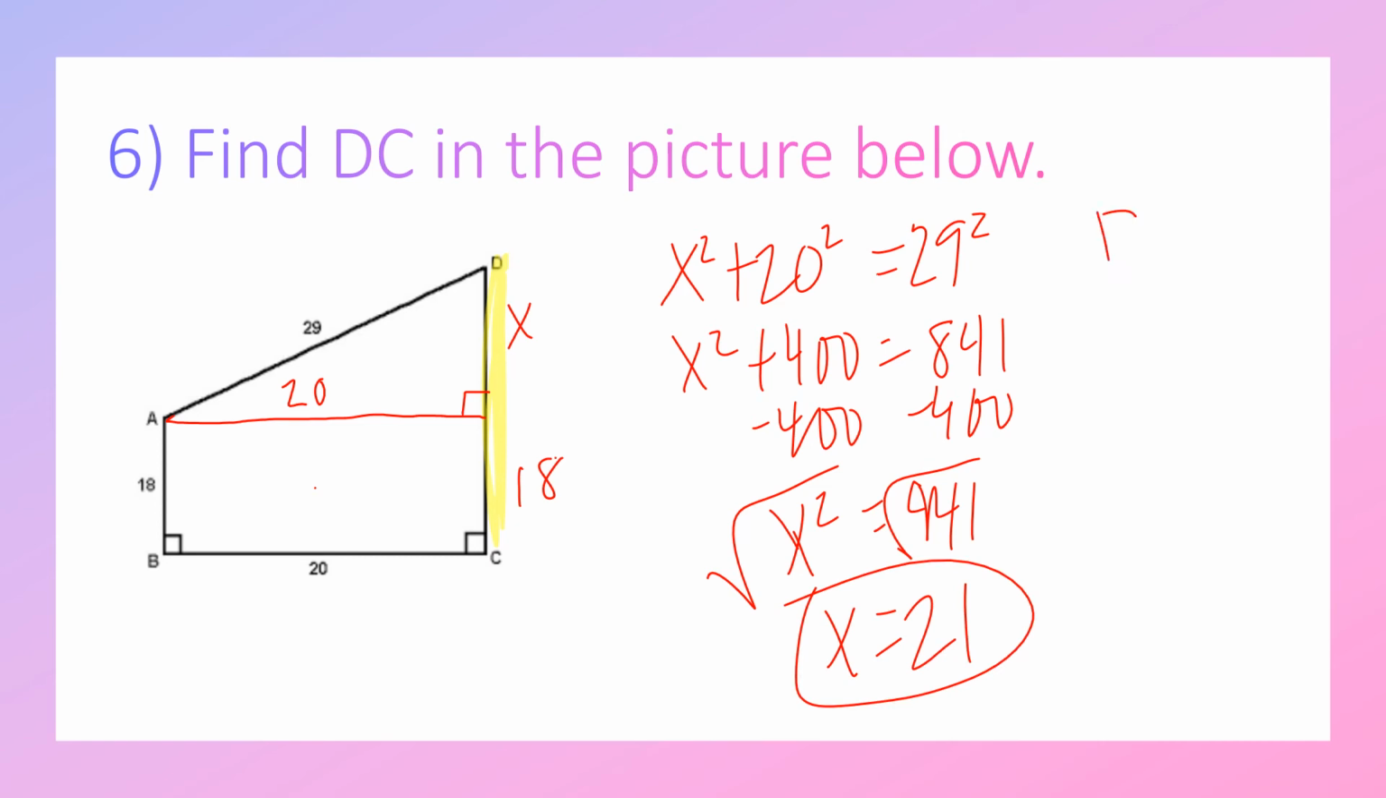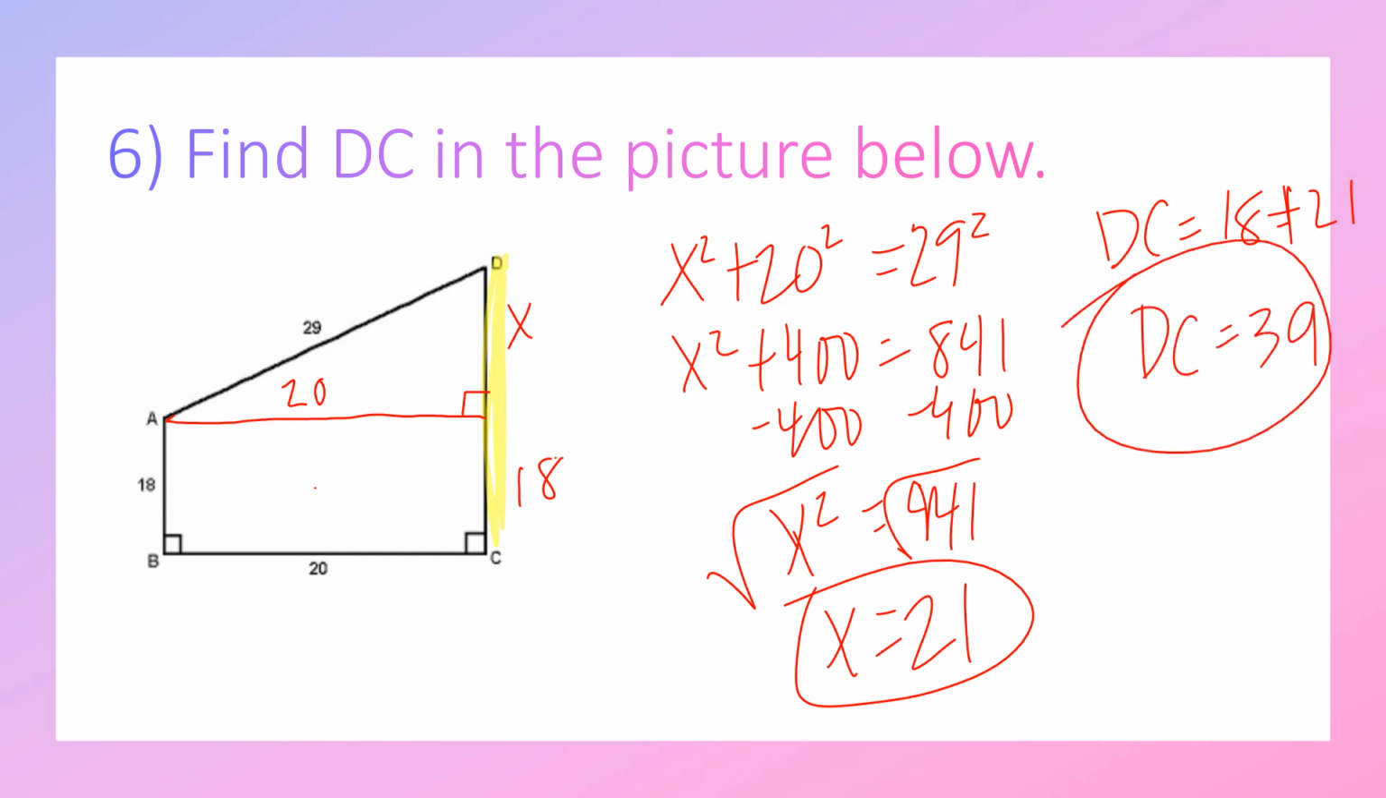So now DC would be 18 plus 21, because I need to add up both those pieces. So DC equals 39.